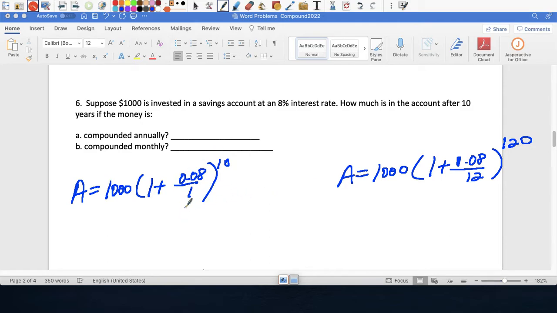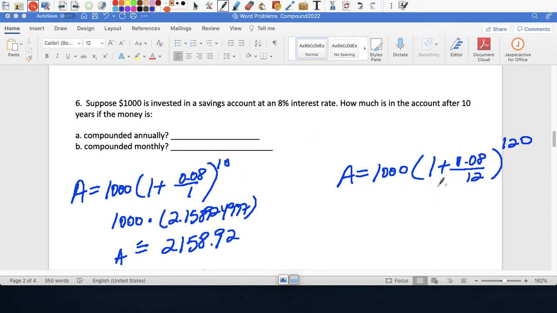Okay, let's do the right side first. So it will be 0.08 divided by 1, which is 0.08, plus 1, enter. It's 1.08. We're going to raise that to the 10th power. And in your calculator, you should have 2.158924997, which you're going to multiply by 1,000. So after 10 years, this bank account will have $2,158.92.